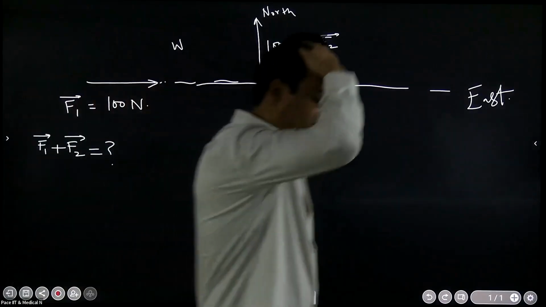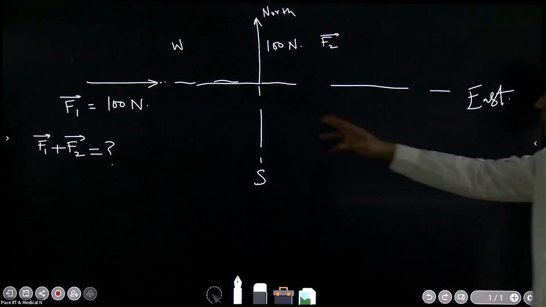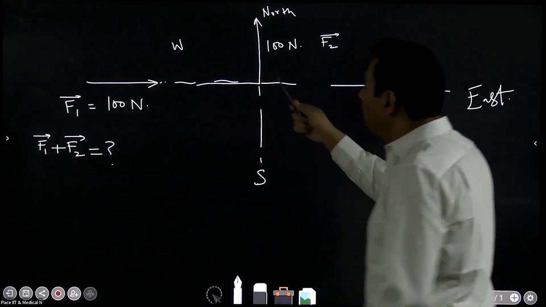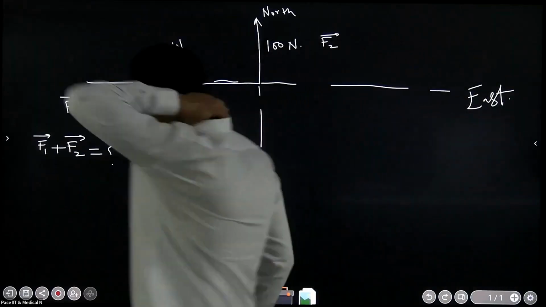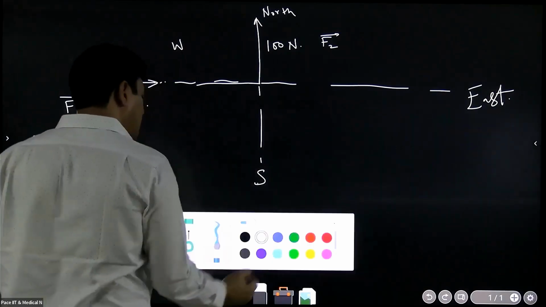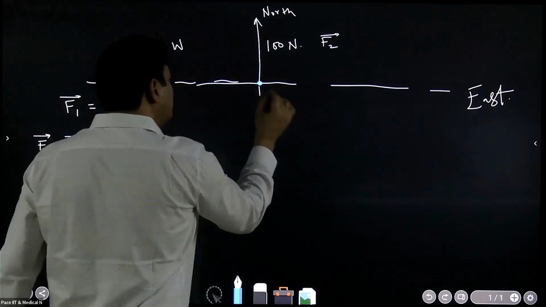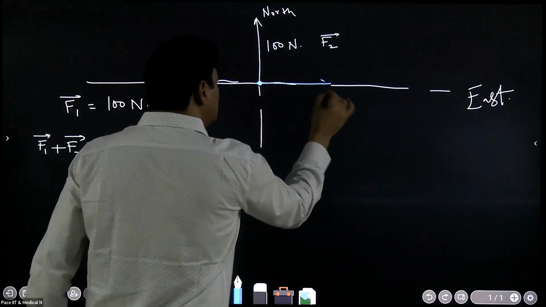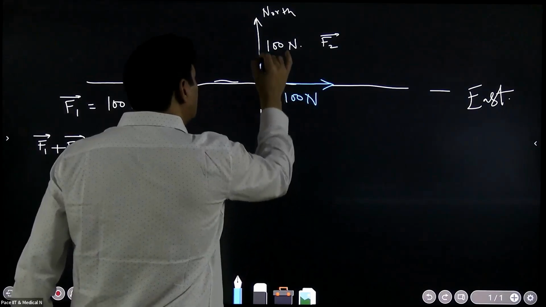East, west, north. So there is a force which is 100 Newton towards east. There is another force which is 100 Newton towards north. They both are acting on the same body. Let me take it like this. This is the body, this is a point mass. This force is acting on it here, 100 Newton, and this force is acting here.